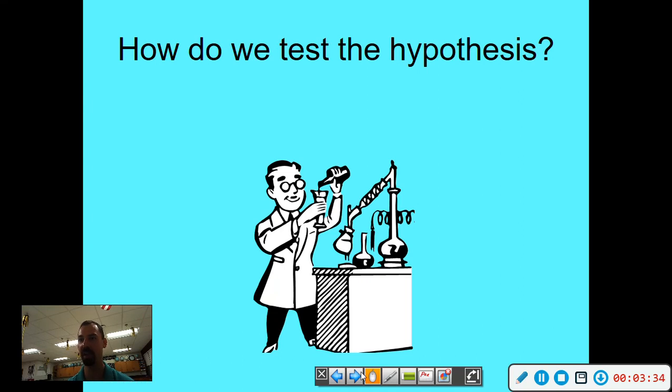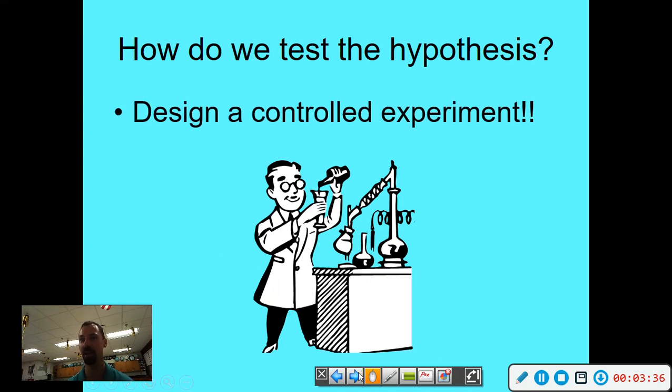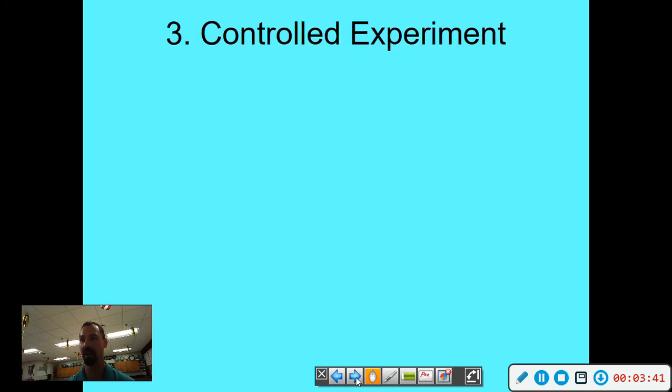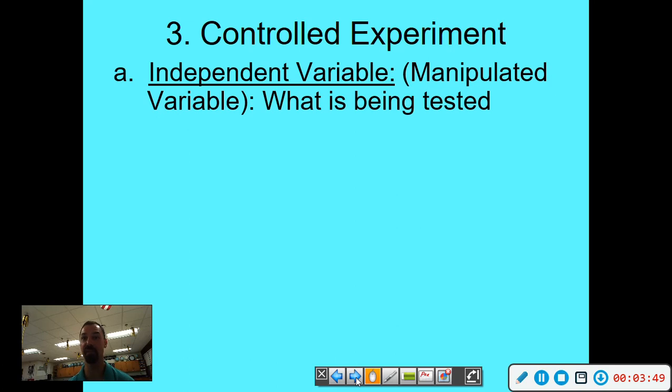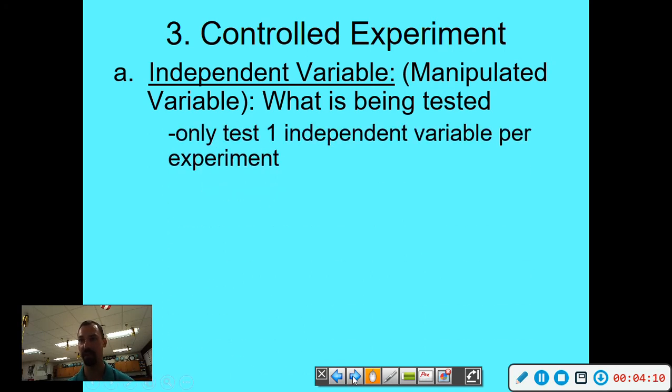All right, so how do we test the hypothesis? Design the controlled experiment. All right, so that's going to be our next thing. And controlled experiment doesn't mean that the experiment is going to run out of control. What it means is you have to have something to compare against. All right, and I'm going to get to that in a moment. So the first variable in the experiment is called the independent variable. This is the manipulated variable and what's being tested or changed in the experiment. All right, so you've got to think about that one. Which one is it? So we'll come back to that with the bug spray example in a moment.